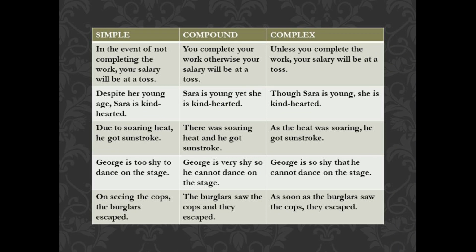Okay, so what is the simple form of the complex sentence? As soon as the burglars saw the cops, they escaped. On seeing the cops, the burglars escaped is the simple form. So, the keyword used in this simple type of sentence is on seeing. So, remember, anywhere if you see on seeing, then that type of sentence is simple. Okay, so what is the compound type? The burglars saw the cops and they escaped. And is a coordinating conjunction here, and since you have and, this sentence is compound.